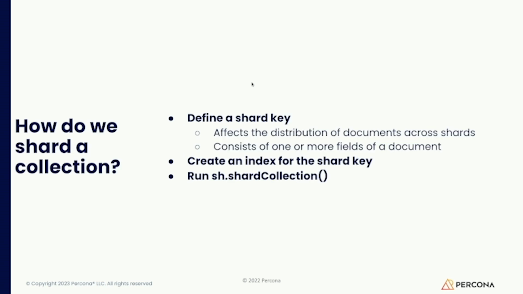To shard a collection, we have to define the shard key, which obviously will affect the distribution of the documents across the shards. The shard key can be one or more fields of a document. We need to create an index before we shard, and then run the sh.shardCollection method so that MongoDB starts sharding this data. Okay.